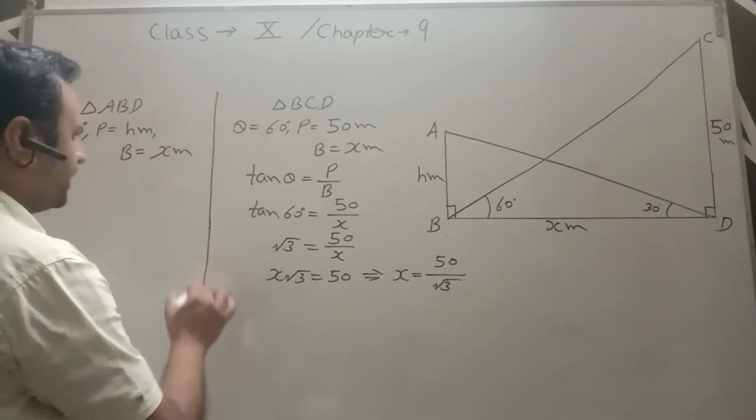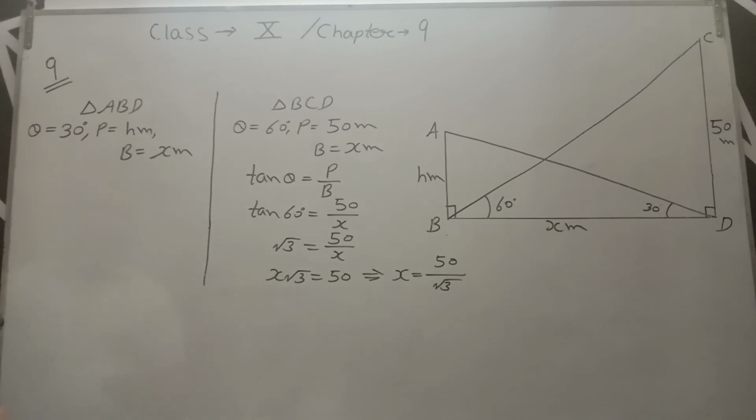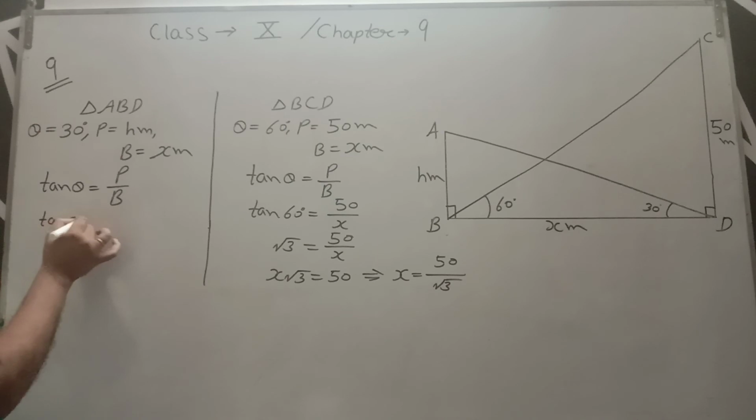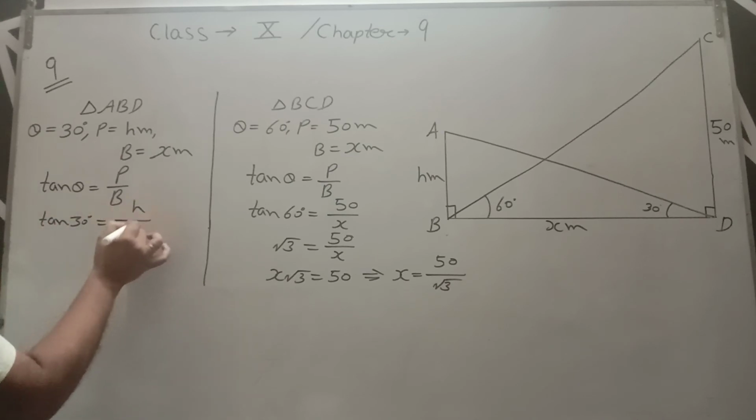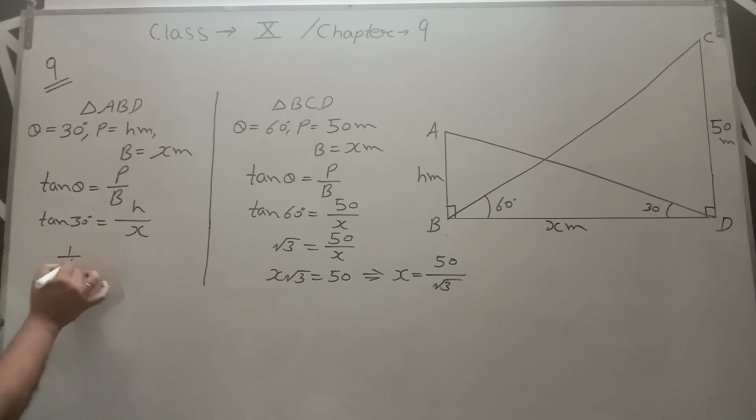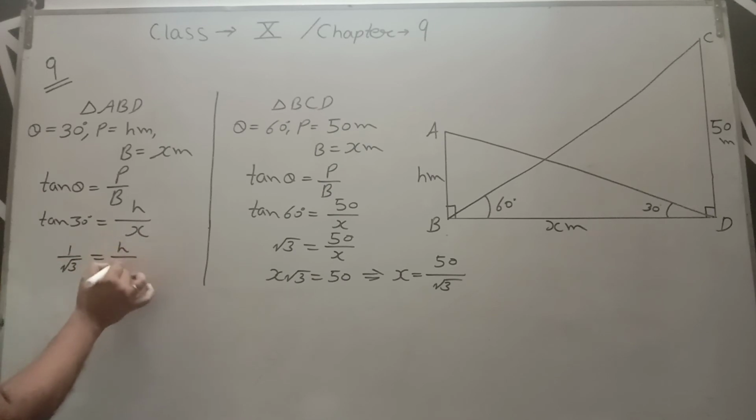Now we simplify the first column. Again we use the trigonometric ratio for perpendicular and base. Tan theta is equal to perpendicular upon base. Tan 30 degrees is equal to h upon x, so 1 upon root 3 is equal to h upon x. So x is equal to h root 3.